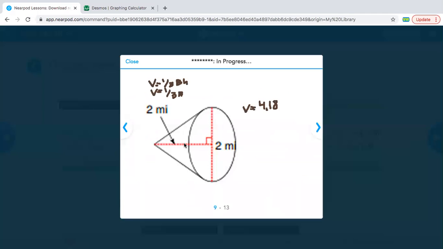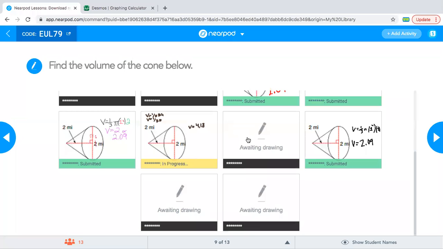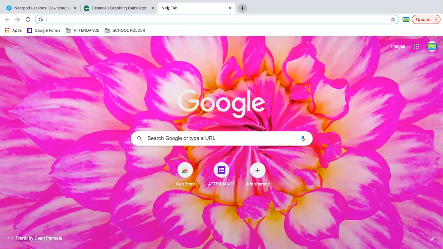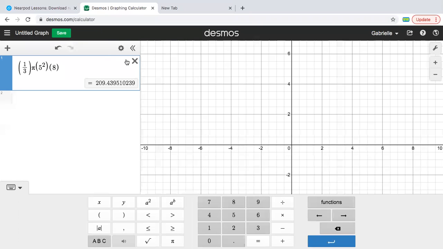1/3. So if you did not get that, remember to put it into Desmos all at once. Do not do the 1/3, then times the pi, oh, let me see what that equals, oh, then times the radius squared. No, just put it all in at once. So 1/3 times the pi times the radius squared times the height. And that will give you your answer, 2.09. Don't try to split it up, just put it all in at once.